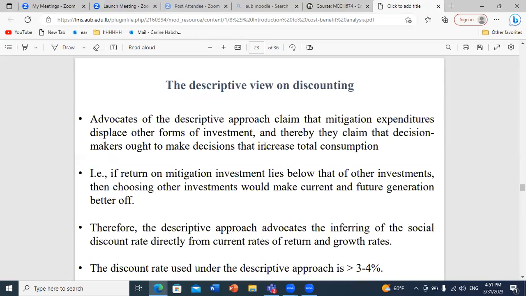So to start with, let us talk about the descriptive view on discounting. Advocates of the descriptive approach claim that mitigation expenditure displaces other forms of investment, and thereby they claim that decision makers ought to make decisions that will increase the total consumption. So, if return on mitigation investment lies below that of other investments, then choosing other investments would make current and future generations better off. This is why the descriptive approach advocates inferring the social discount rate directly from current rates of return and growth rates. And in this case, the discount rate used under the descriptive approach is usually larger than 3 to 4%.